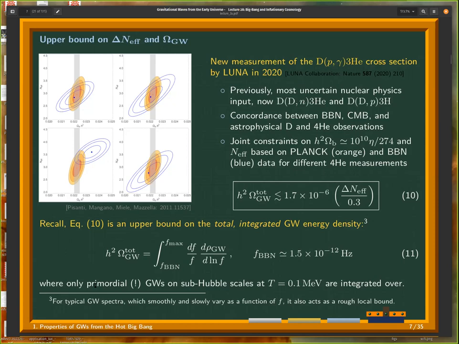All right, and obviously this only applies to primordial gravitational waves because they need to be around already at the time when the processes that we're considering here have taken place. So these primordial gravitational waves must have been produced at temperatures around 0.1 MeV or even earlier.